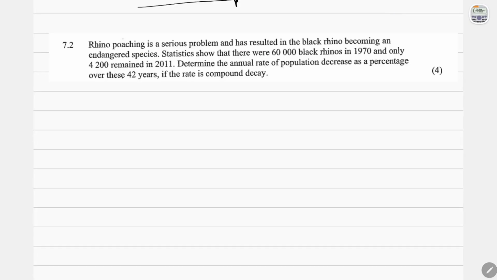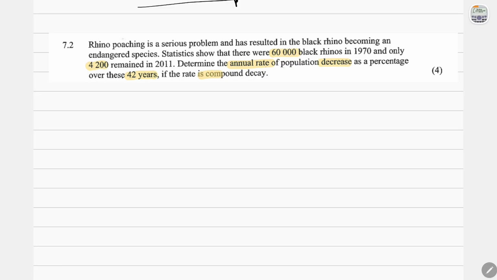Question 7.2 says, rhino poaching is a serious problem and has resulted in the black rhino becoming an endangered species. Statistics show that there were 60,000 black rhinos in 1970 and only 4,200 remaining in 2011. Determine the annual rate of population decrease as a percentage over these 42 years. Okay, so they're asking for a rate.